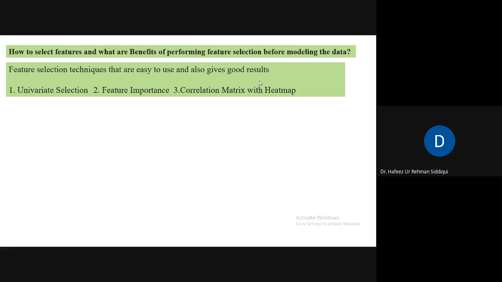So these are feature selection techniques that are easy to use and also give good results: univariate selection, feature importance, and correlation matrix with heatmap. You have to know the idea. Otherwise, scikit-learn has all the built-in methods for you.